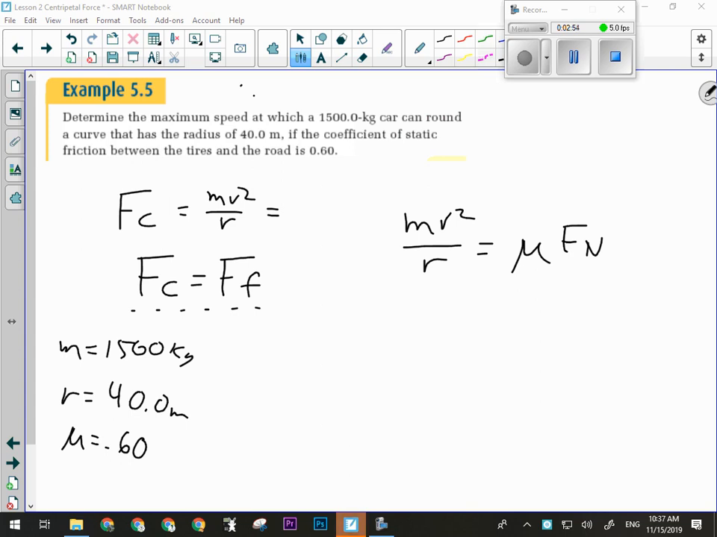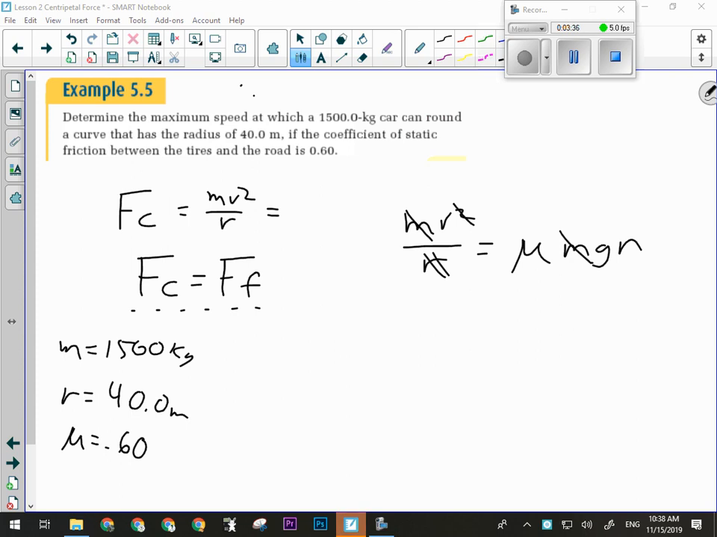Now, because this is an unbanked corner, that means it's level. On any level surface, normal force and gravity are equal. So that means I can take Fn out of here. How do I usually calculate force of gravity? Mass times gravity. That's why I was saying the mass isn't going to matter, because once I start manipulating this, mass is going to cancel. So I'm manipulating here to find v. I'm going to move r over first by multiplying both sides by r. I'm going to divide both sides by m. And that's going to leave me v squared equals mu times g times r.